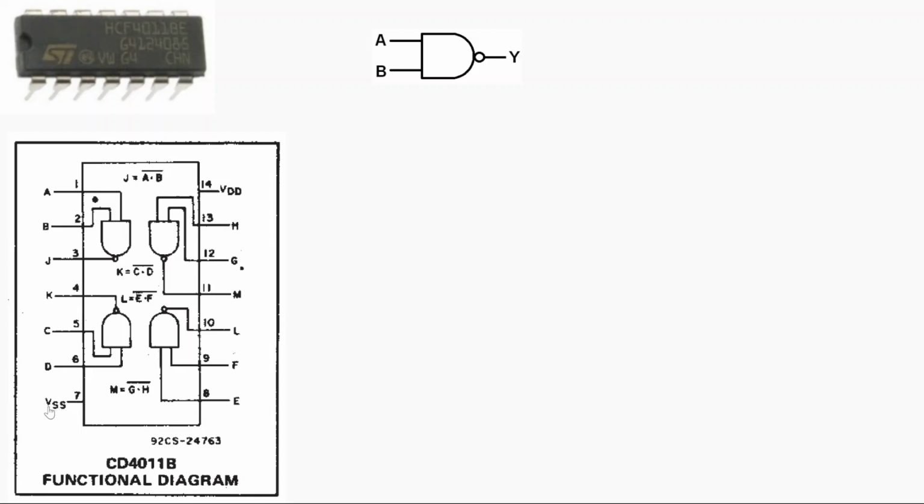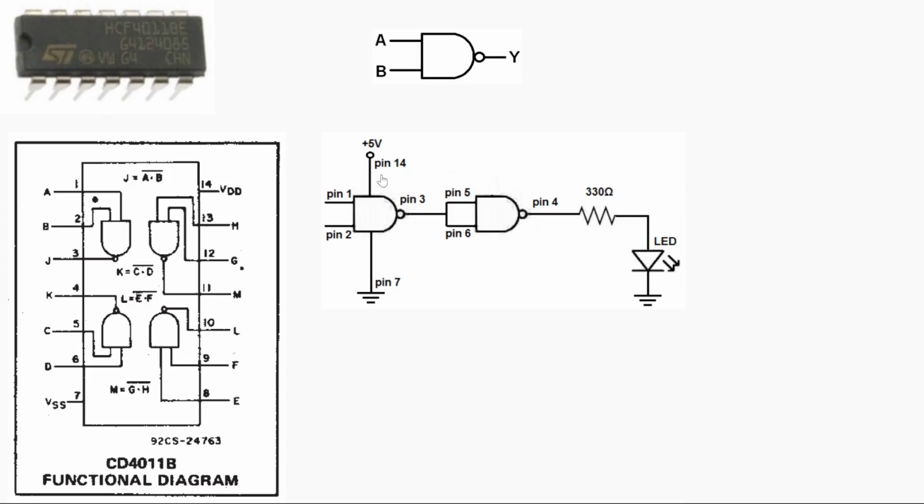Pin 7 is VSS, which stands for ground. So on pin 7 we will connect the ground of the power supply, and pin 14 is VDD, where we will connect the positive supply voltage. Okay, so what circuit do we want to build? So let's learn about the circuit.